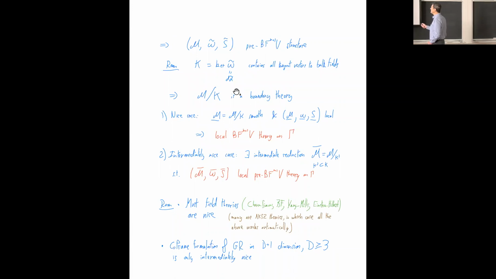Okay, then you can do the previous construction. You get this pre-BFV structure. I mean, the nice case is where you can make the reduction. Okay, so you get this BFV structure on some new infinite dimensional graded manifold M underlined, and you also get omega underlined and Q underlined. And in good cases, this new structure actually turns out to be again a space of fields.